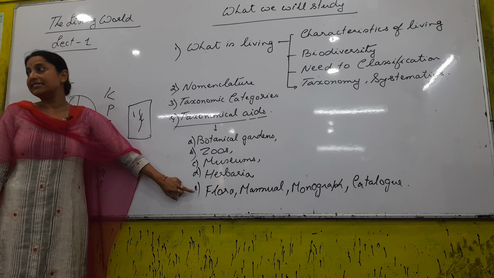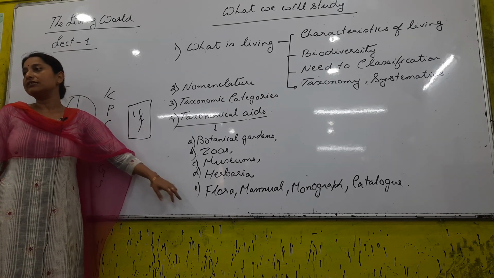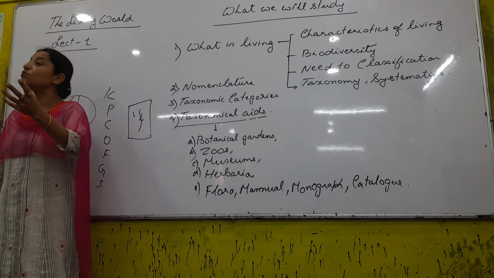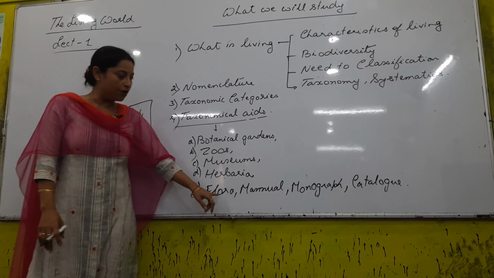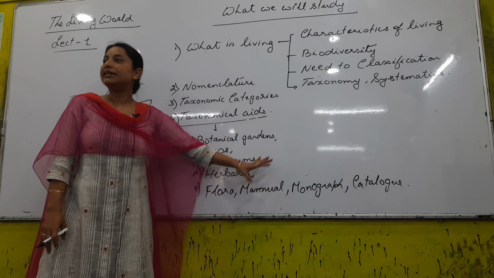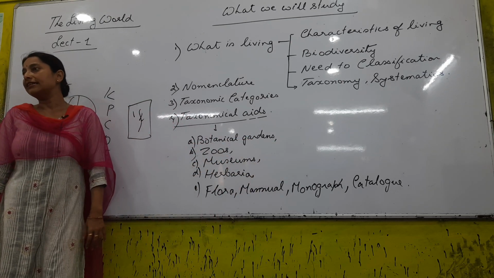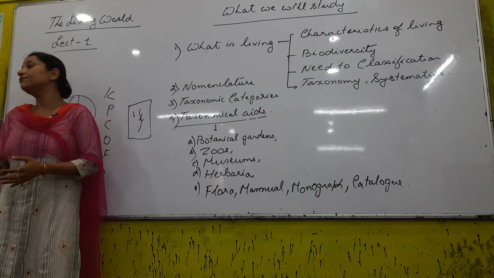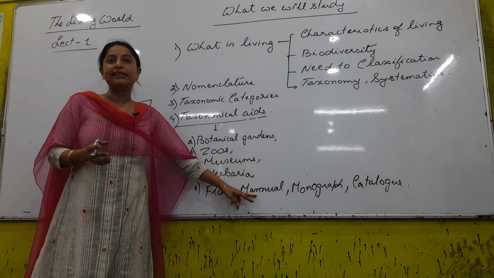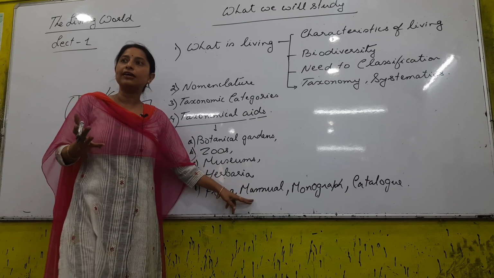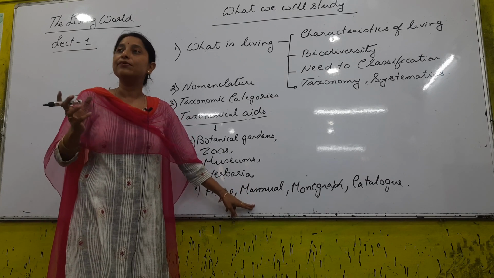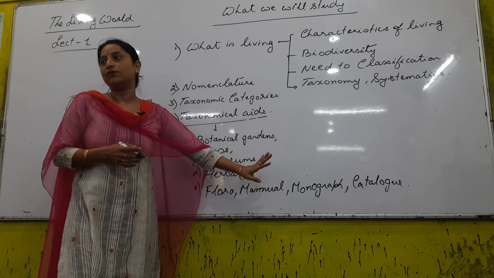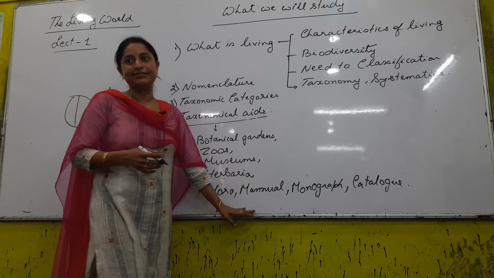And finally, we can consult or refer to certain types of books. If we need information about an organism, we can consult certain books, in the form of flora, manual, monograph, and catalog. These are nothing but books. All these four are nothing but books itself, but not all books are the same; depending on their contents, one book we call a flora, and another we can call a monograph or a catalog. So this is the content that we are going to study.